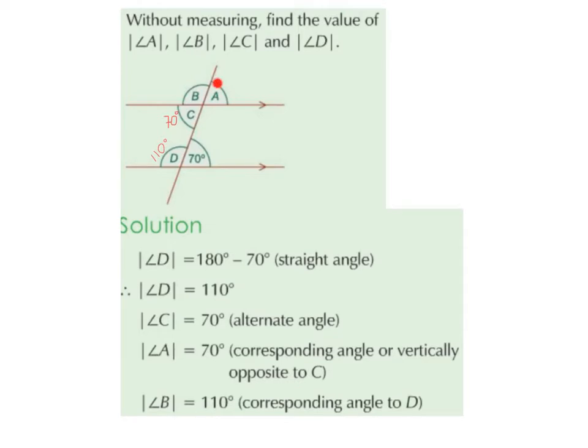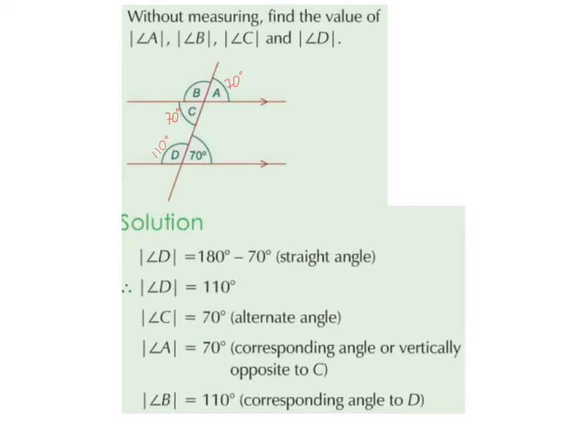And then angle A is going to be 70 because it is opposite angle C, which is 70, and vertically opposite angles are equal. Another way we could have figured out angle A is to say that it is corresponding with angle 70. They're in the same place, so they're equal. Or we could say it's vertically opposite to C, so it's looking across at C, so it's equal to C. Either way, angle A is 70 degrees.